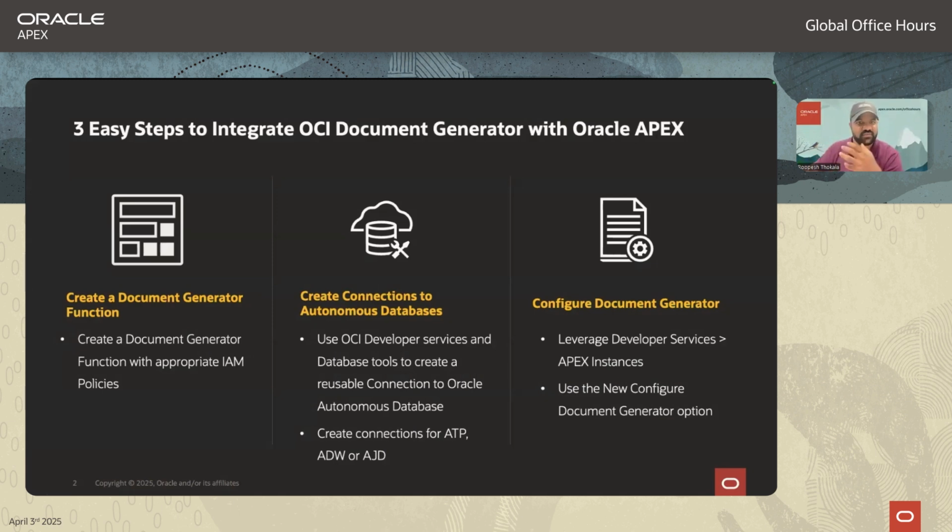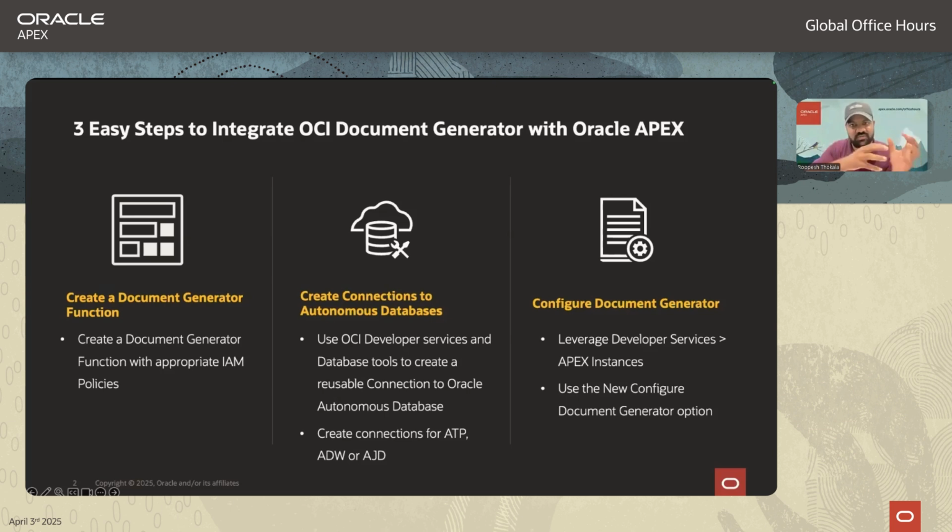In order to do that, the first step, since we want to integrate the OCI document generator function with Apex, is obviously to create the OCI document generator function, which Menno just covered. Once this is created, the next step is to create a connection to our autonomous database. For example, I'll be using autonomous transaction processing. We need to create a connection to that using the developer tools or developer services section available on OCI. So we can simply go to developer tools connections and start creating a connection to our autonomous database.